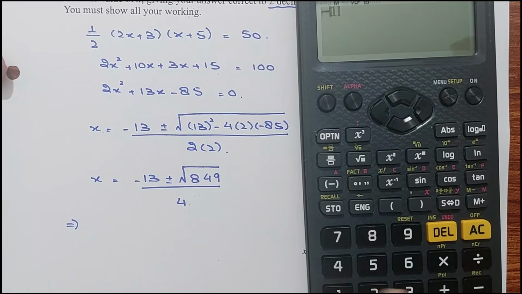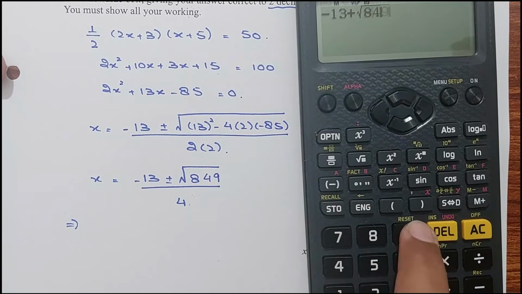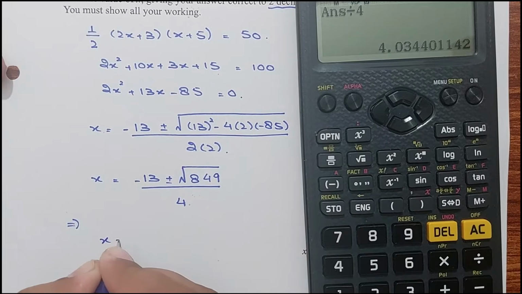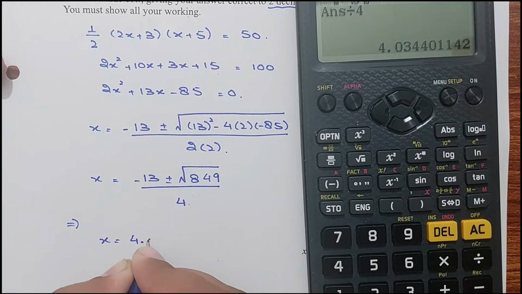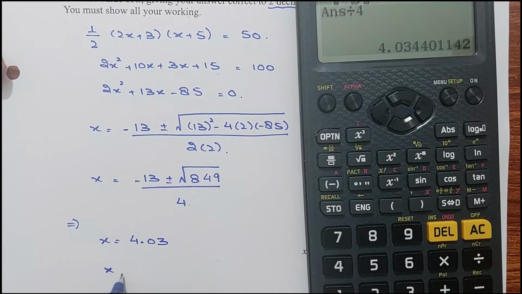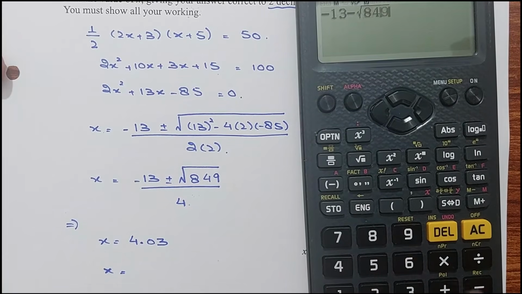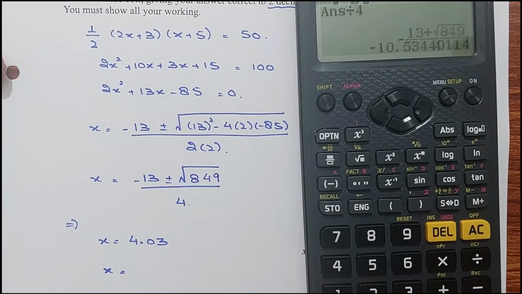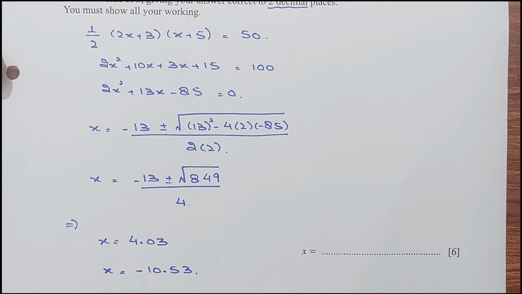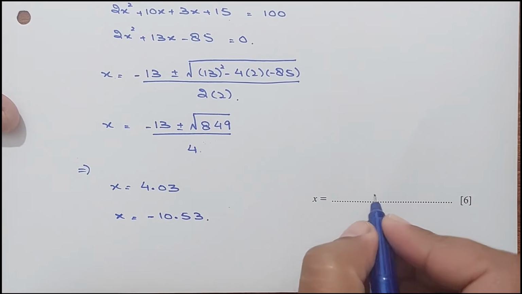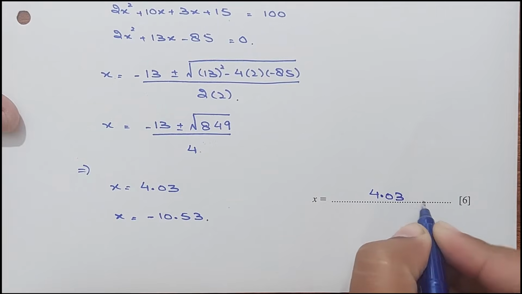Right, so negative 13 plus square root of 849 divided by 4, x is 4.03 up to 2 decimal place, and the other x value is negative 13 minus square root of 849 divided by 4, which is negative 10.53. Okay, since x we have to use in lengths 2x plus 3 and x plus 5, it can never be negative, so we have to consider the positive answer, which is x equals 4.03 centimeters.